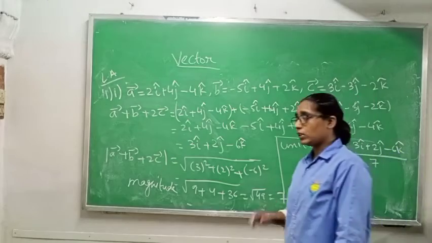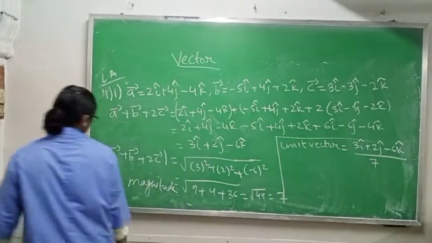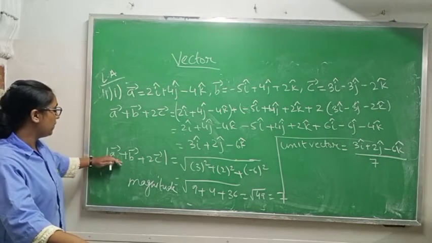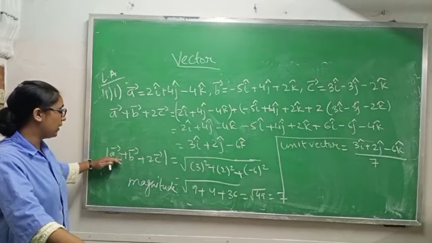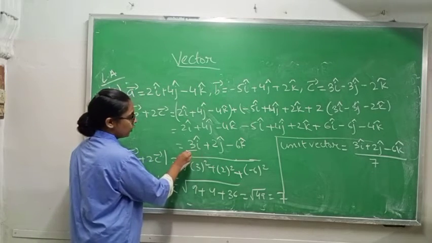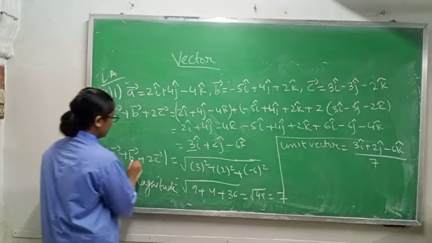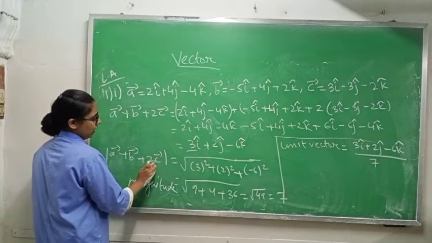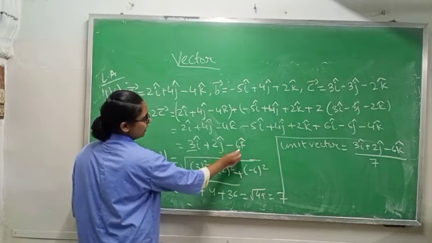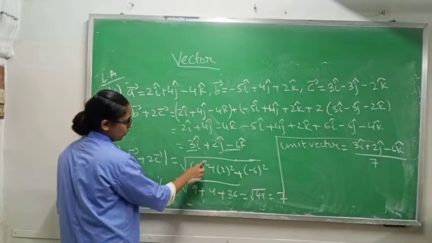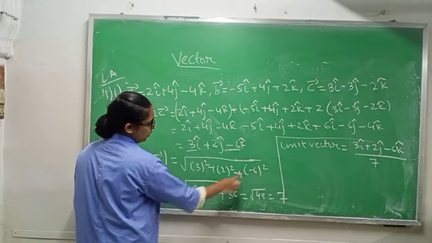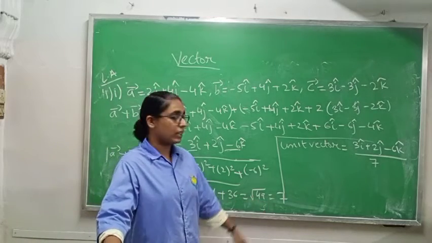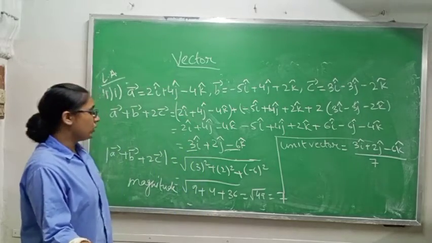They are telling you to find the magnitude. I told you last day that magnitude is nothing but modulus. Okay, so we have to find the mod. So mod of A vector plus B vector plus 2C vector: the scalar component of i is 3, so 3 square, plus with j, the scalar component is 2, so 2 square, plus with k, the scalar component is minus 6, so minus 6 square. So 3 square will give you 9, 2 square will give you 4, minus 6 square will give you 36. When you add, you will get root over 49 equals 7. So the magnitude you got is 7.